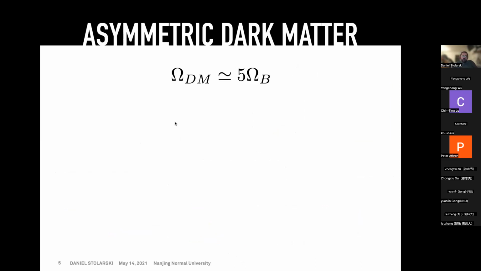And so I want to talk about a different paradigm that's not the weakly interacting massive particle, which is asymmetric dark matter. And asymmetric dark matter starts with this, let's call it a coincidence, this fact that the dark matter relic density, the energy density in the universe in dark matter, is a factor of 5 bigger than the baryon density in the universe.